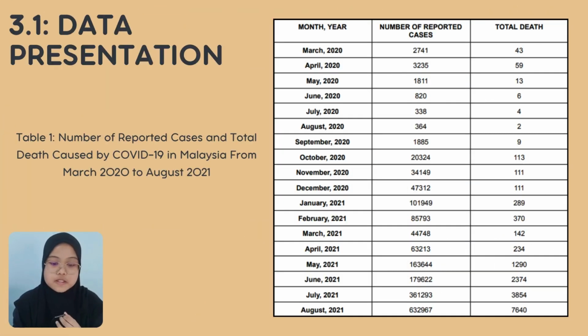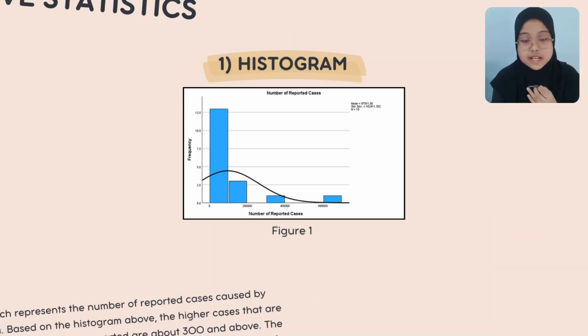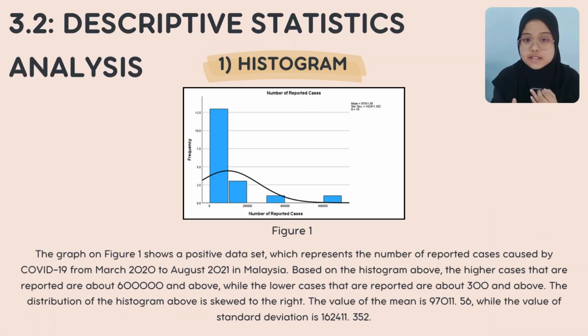This table 1 shows the number of reported cases and total death caused by COVID-19 in Malaysia from March 2020 to August 2021. For descriptive statistics analysis, we provided 3 important things, which are the histogram, box plot, and descriptive statistics. So the first one, let's take a look at the histogram of the number of reported cases.